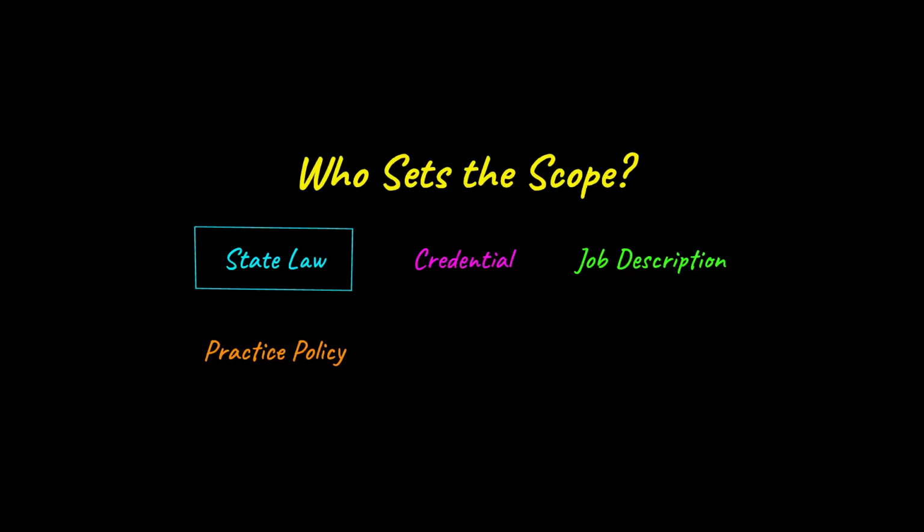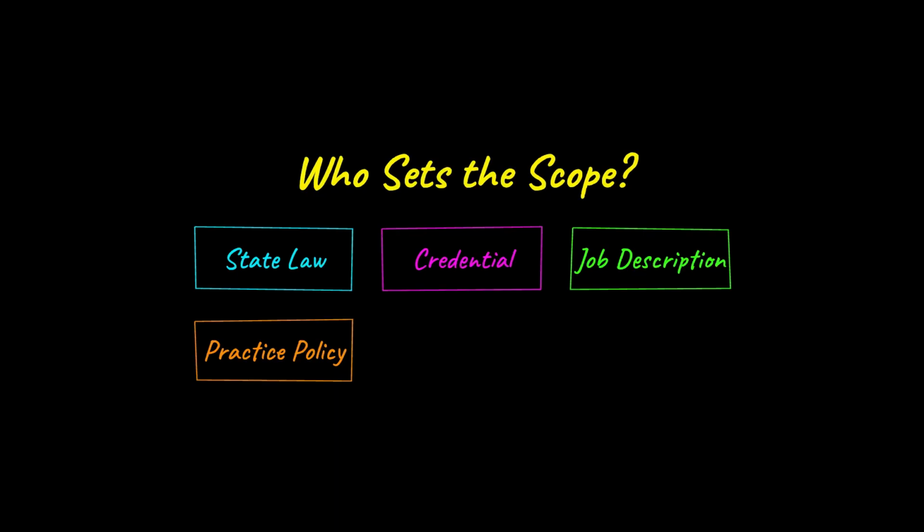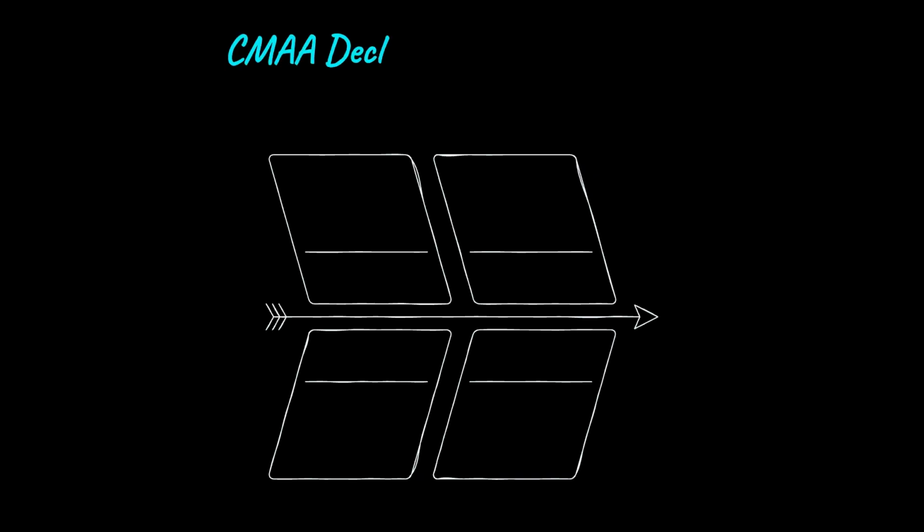Scope is set by 4 aligned sources: state law, professional credential, employer job description, and practice policy. When all 4 agree a task is out of scope, that task simply does not get done by that staff member, no matter who is asking.